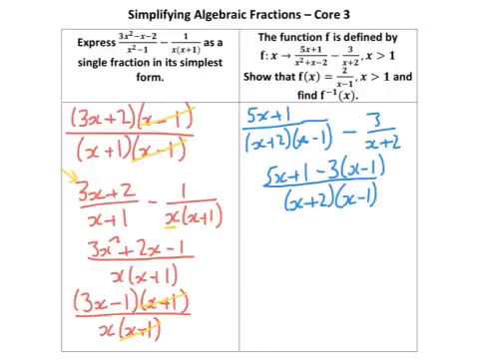Hold on, what was it? It was 2x, that was it. I get 2x plus 4 over x plus 2, x minus 1. Now the top will factorise to 2 brackets x plus 2, so I end up with this. Okay, and that's what we're after.